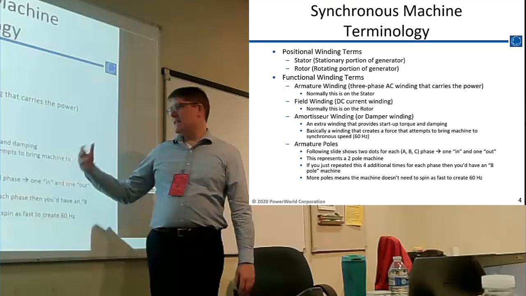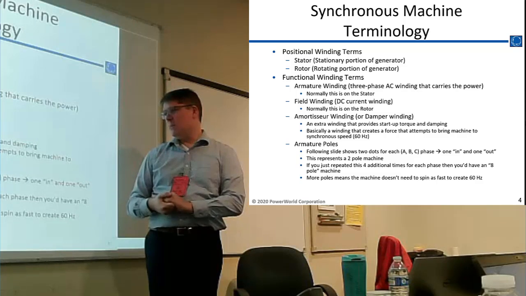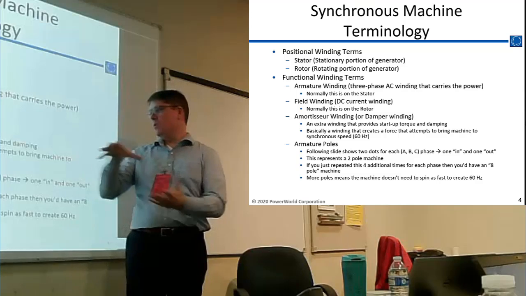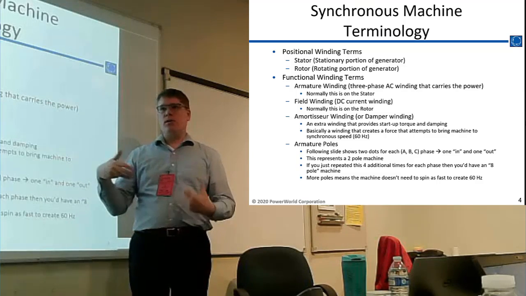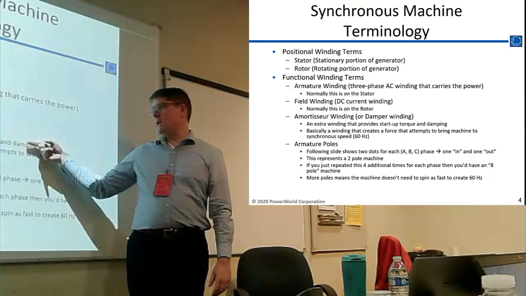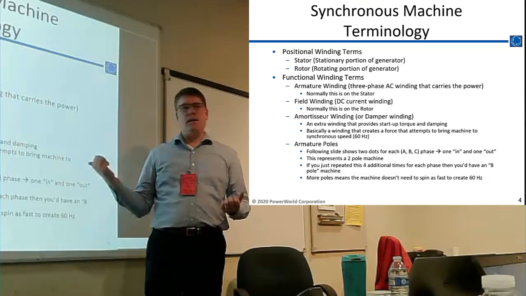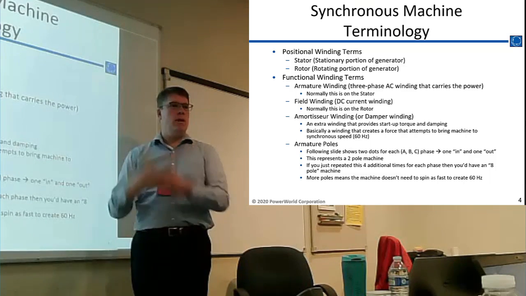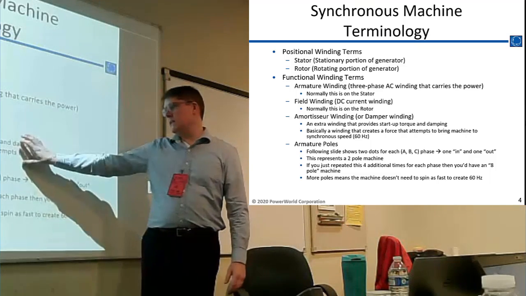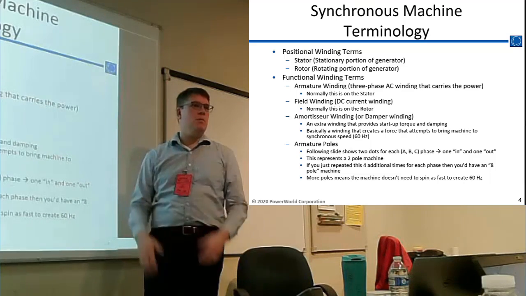So anyway, it's an extra winding that's added, that we'll talk about in a little bit, that basically makes the machine want to be at 60 hertz. So if you move away from 60 hertz, it creates a torque that tries to bring you back. It's good for stability. It's also good for startup. If you start out at 0, this winding is creating a torque that's bringing you up. So it wants you to go to 60 hertz. Engineers figured out, hey, if I add a winding here, it makes my machine behave better.